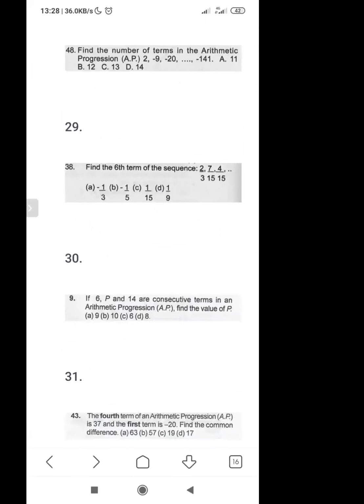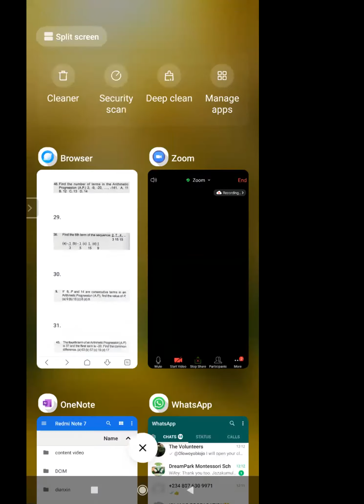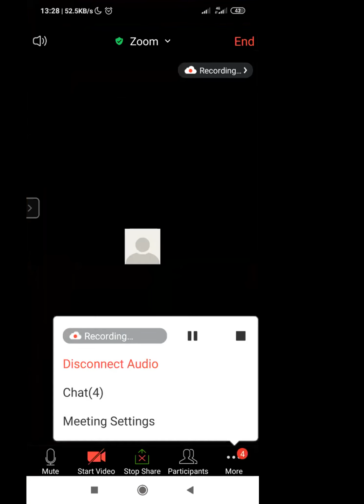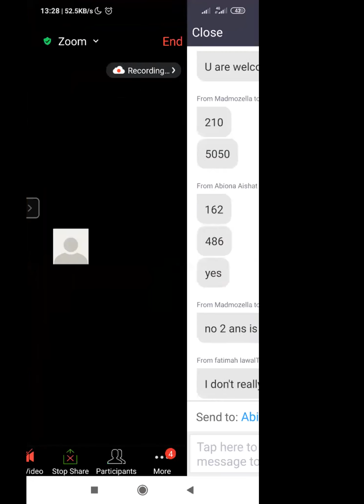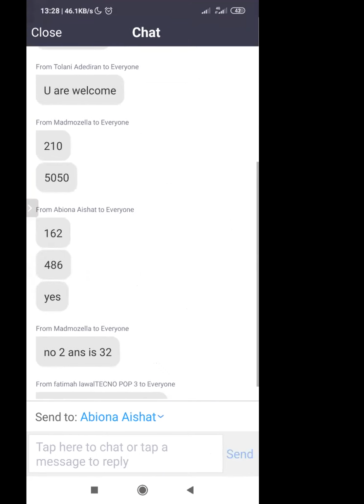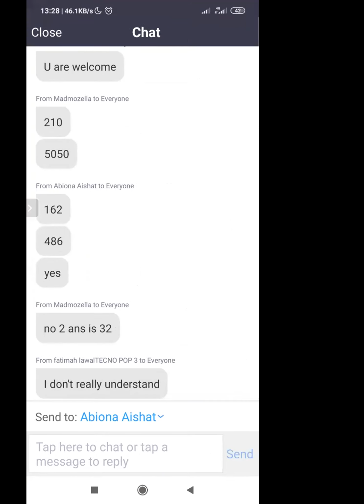I'll send it to your WhatsApp group so that you can all go over it. Somebody said I don't really understand, from number 2 and 5, 32. I don't really understand. Fatima, which one?